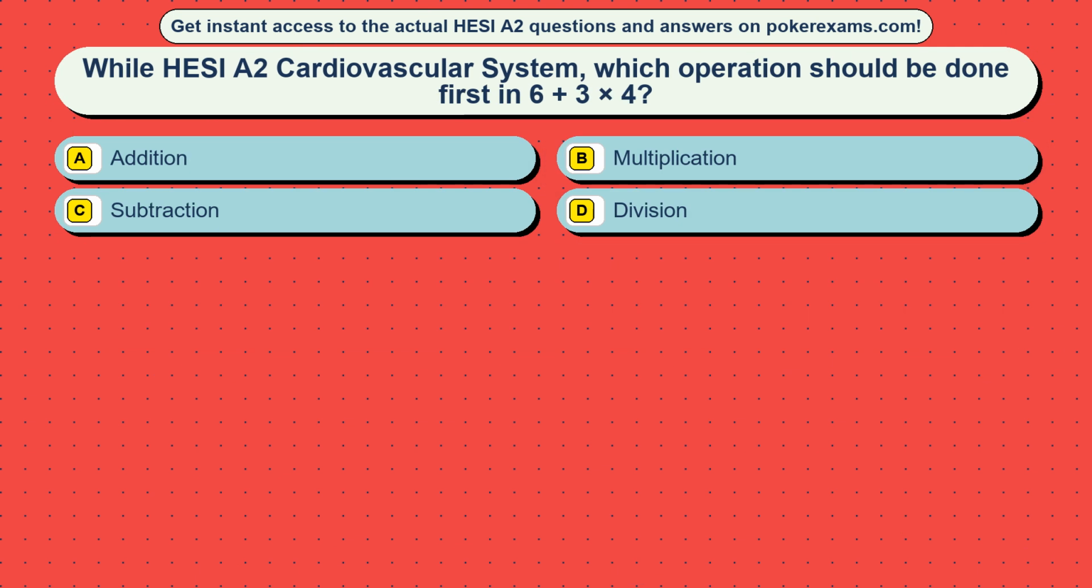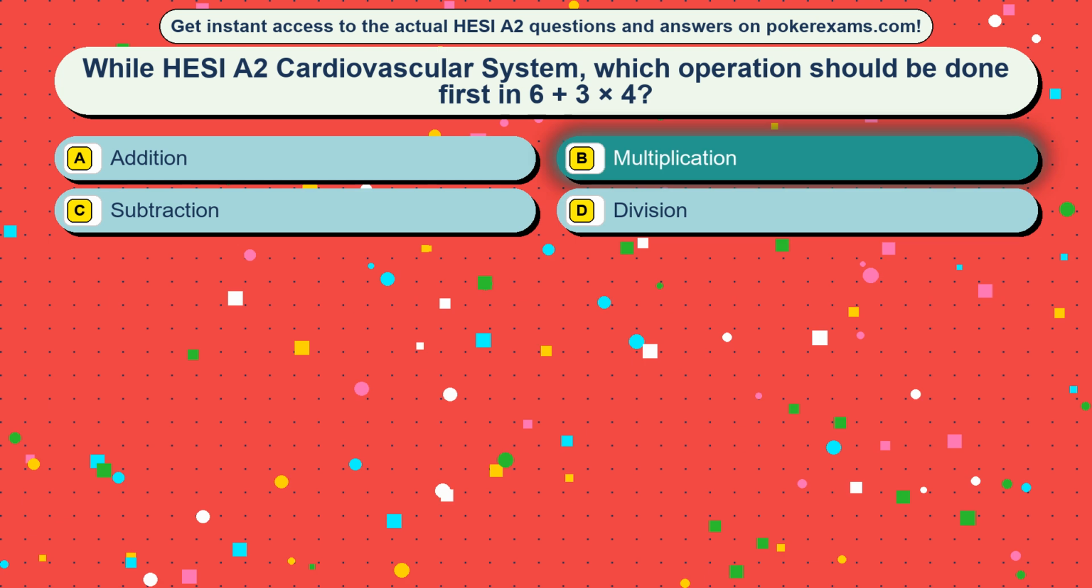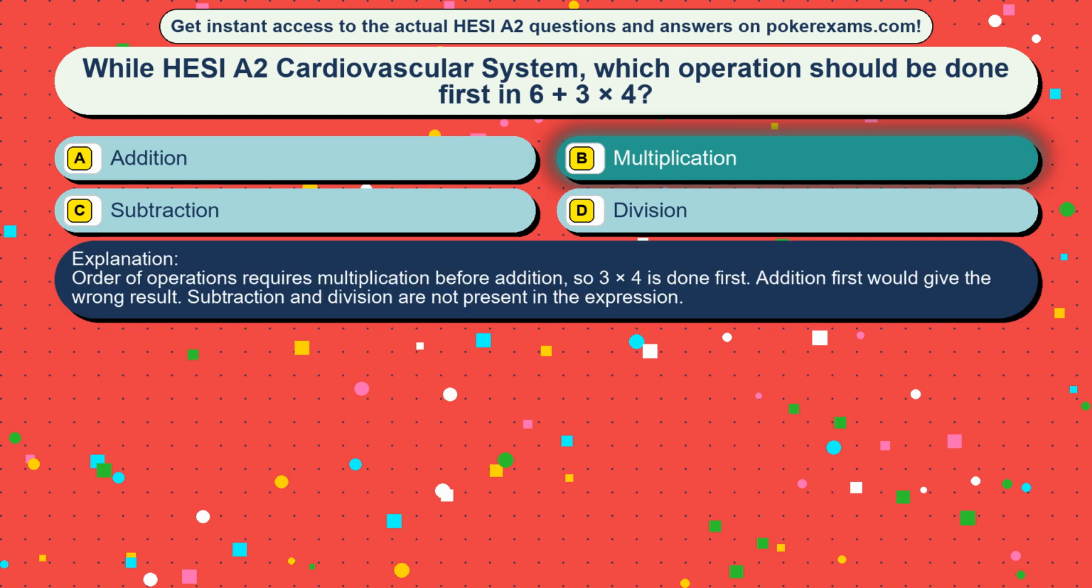Question 37. While HESI A2 cardiovascular system, which operation should be done first in 6+3/4? Option A addition, option B multiplication, option C subtraction, option D division. The correct answer is option B, multiplication. Order of operations requires multiplication before addition, so 3/4 is done first. Addition first would give the wrong result. Subtraction and division are not present in the expression.